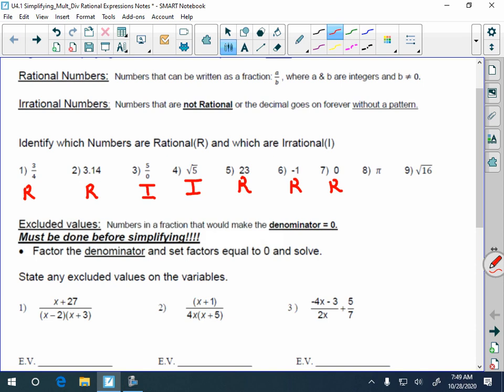Pi, now if you put pi in your calculator, it goes on forever, 3.14, and it just keeps going, and there's no repeating pattern, so that's an irrational number.